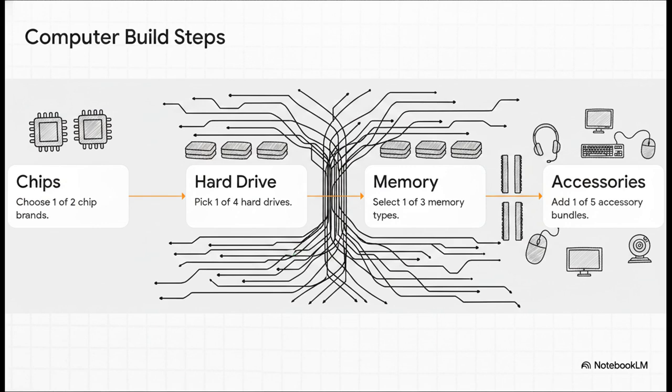In step 1, he has to choose from 2 different chip brands. For step 2, he has 4 different hard drive options. Step 3 offers 3 types of memory. And finally, step 4 gives him 5 different accessory bundles to pick from.